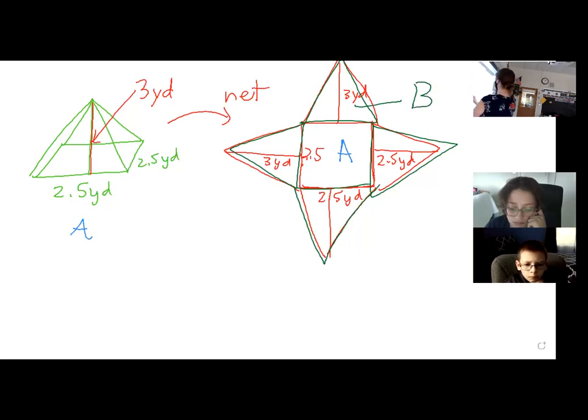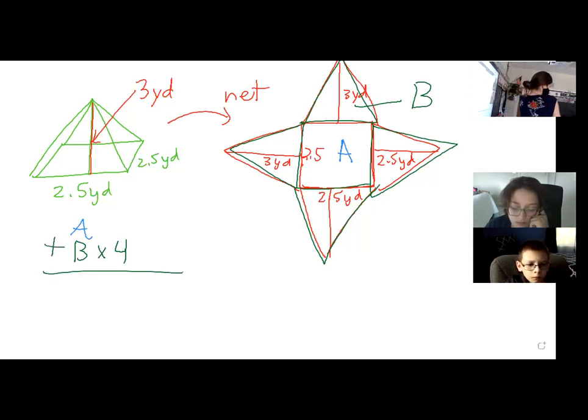How many B's do I need? 4. So I'm going to find the answer to B and just multiply it times 4 and then add it to what I got for A. Doesn't that make sense? Then I'm not doing the same work over and over and over again. All right.